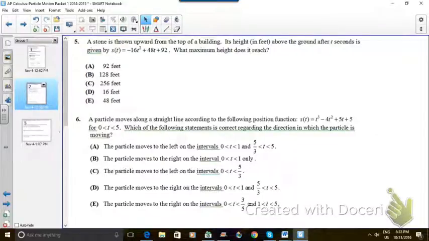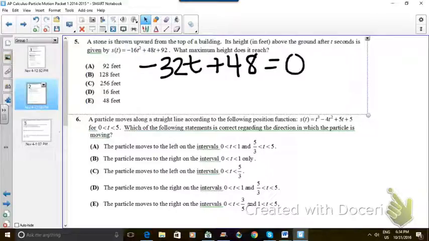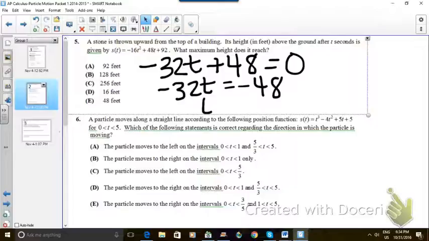So we want to figure out maximum height on here. When we're solving it, think of maximum, minimum again as our values where the derivative is equal to 0 will give us a maximum or minimum. Take a derivative. So negative 32t plus 48. Where the slope is 0 is where there's a max or min. Negative 32t equals negative 48. So t is equal to 1.5.